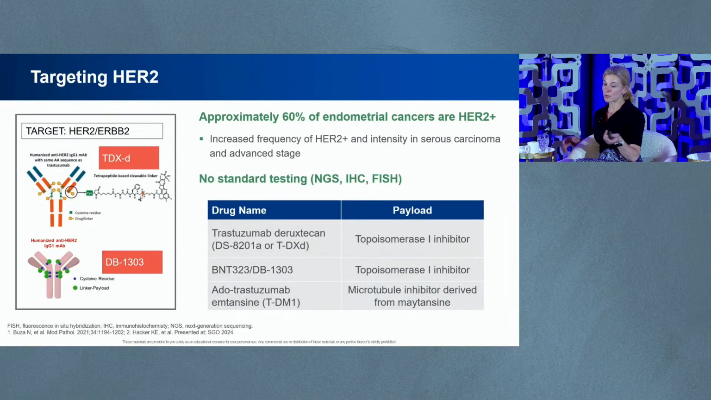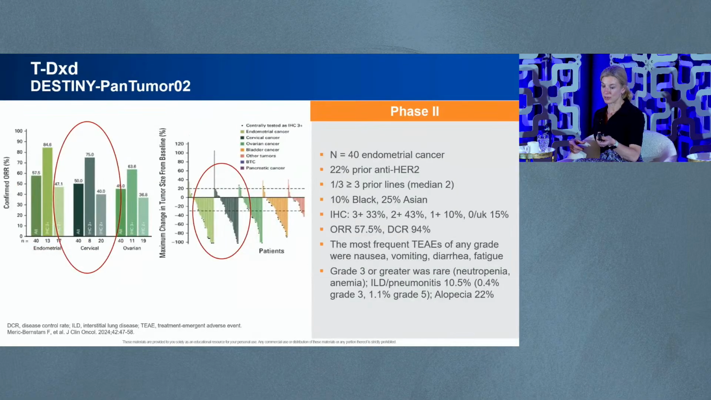So what other options does this patient who had a prior chemotherapy and was HER2 positive have? We have trastuzumab deruxtecan, BNT323 in development, several other HER2 targeting drugs with these ADCs. And this is promising because 60% of the endometrial cancers are HER2 positive. And we see it more in serous carcinoma and in those with advanced stage.